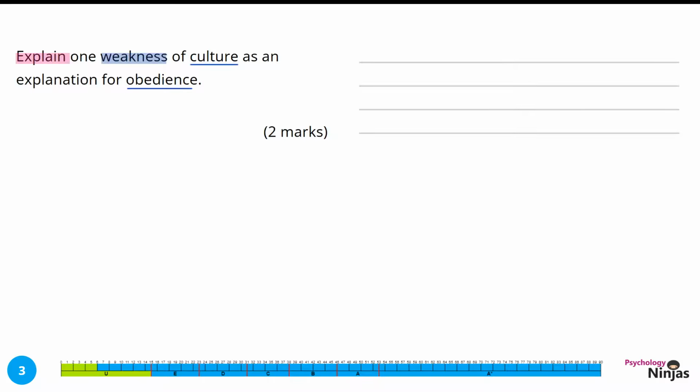We get 1 mark for identifying a weakness with cultural explanations for obedience. This is our AO1. The 2nd mark is then justifying why what we have identified is actually a weakness for this explanation of obedience. Let's have a look at a response.